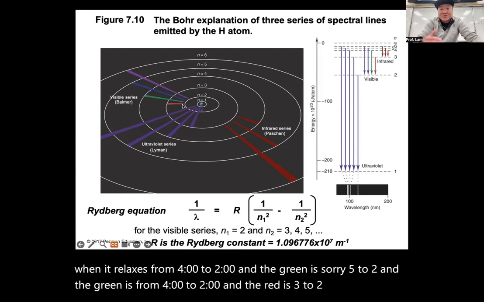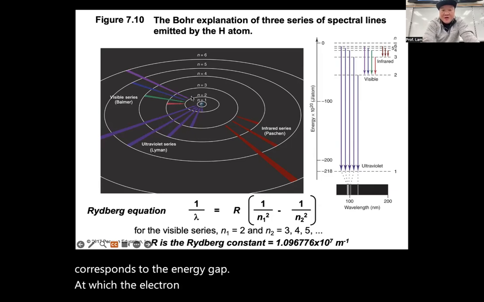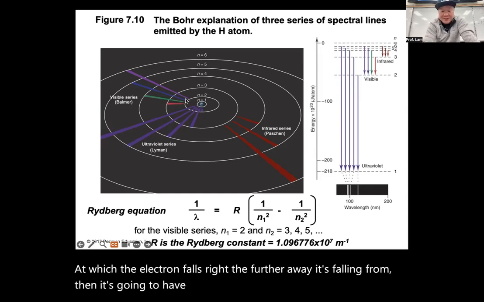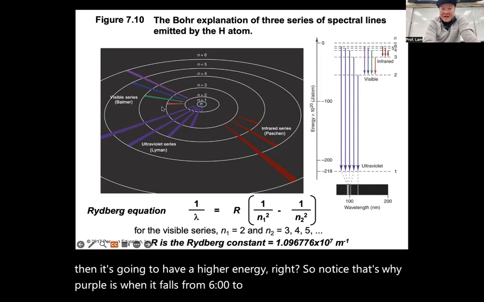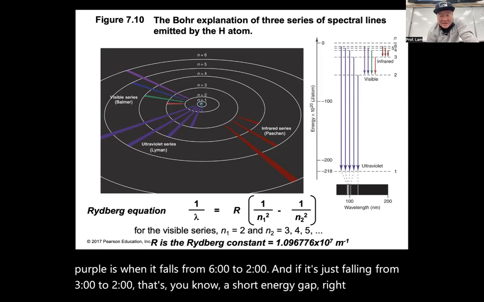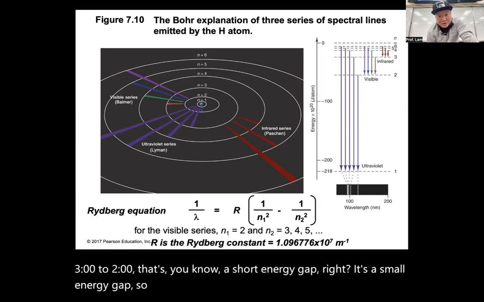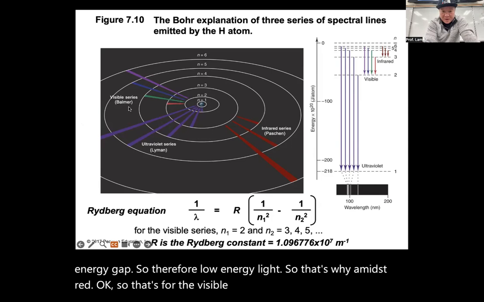So it corresponds to the energy gap at which the electron falls, right? The further away it's falling from, the higher the energy, right? So notice that's why purple is when it falls from 6 to 2. And if it's just falling from 3 to 2, that's a short energy gap, a small energy gap. So therefore, low energy light. So that's why it emits red. Okay. So that's for the visible series, which is called the Balmer series.